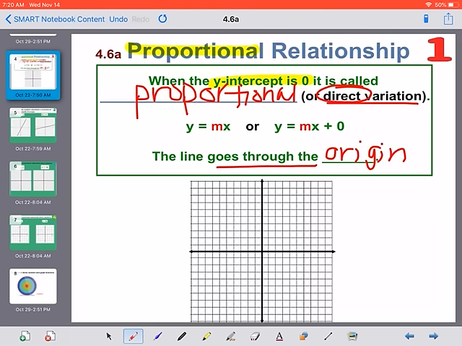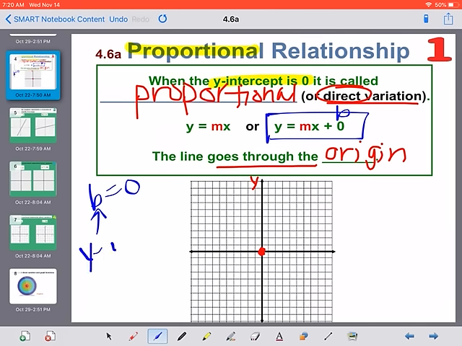Reminder, the origin is the middle of our graph. It's when our y-intercept is 0, when we're crossing the y-axis at 0. So we've seen this in the form y equals mx plus b, so b is really 0. Our y-intercept, b, is 0. So instead of writing y equals mx plus b or plus 0, sometimes we just write y equals mx because we don't need to write plus 0.